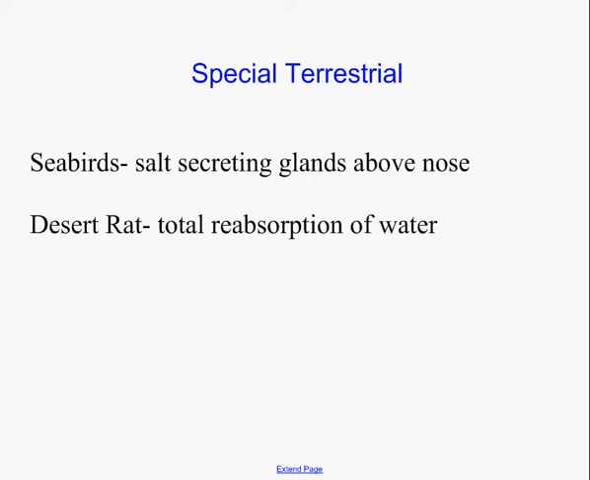How can they do that? They have special glands. If you look at a seagull right above their nose, you will see that there are little holes there. And those are actually salt-secreting glands. So they extract out the salt, and it just drips out of their nose, and that's how they're able to drink seawater.